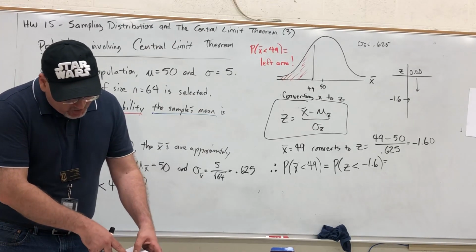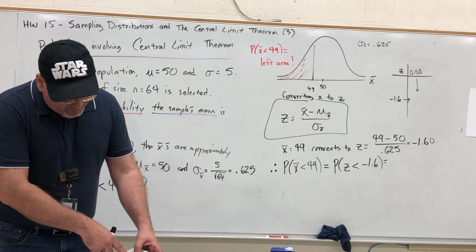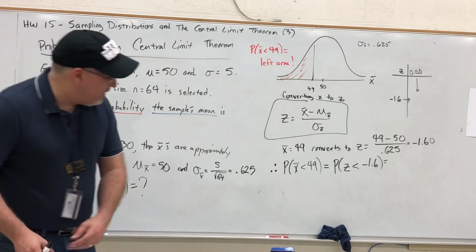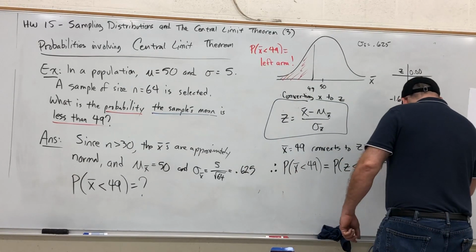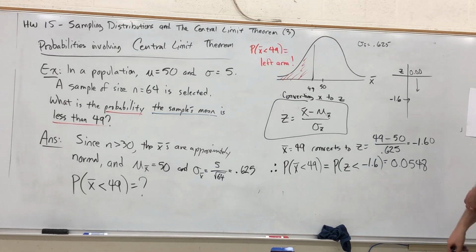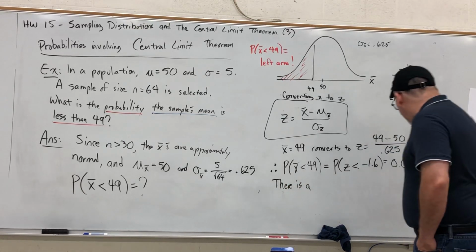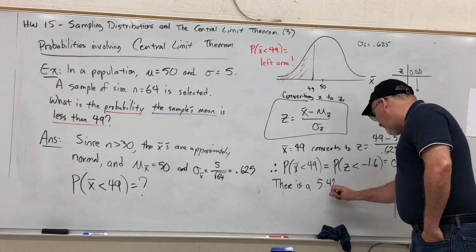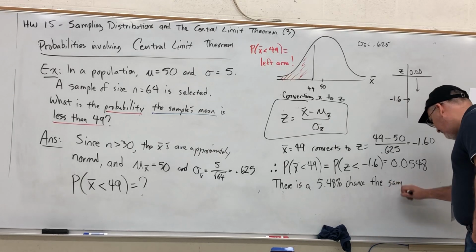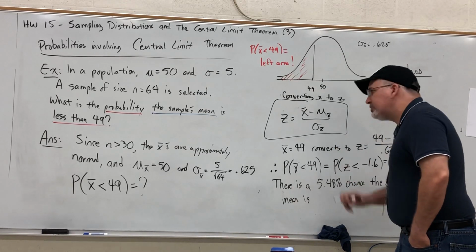So using the z-distribution table, which is in an announcement in Canvas, the area to the left of z equals negative 1.6 is 0.0548. So what does this mean? This means, let's turn it to a percent, there is a 5.48% chance the sample's mean is less than 49.